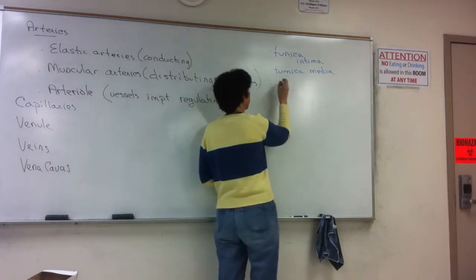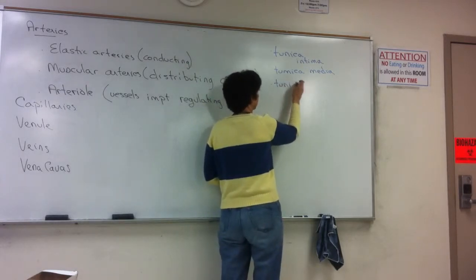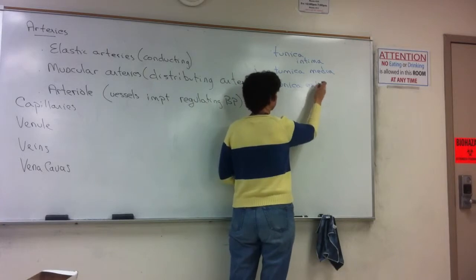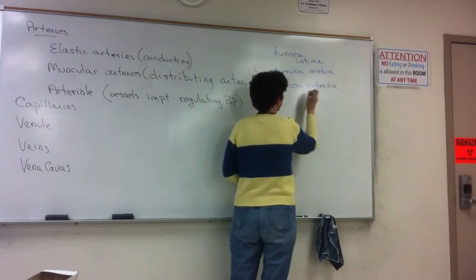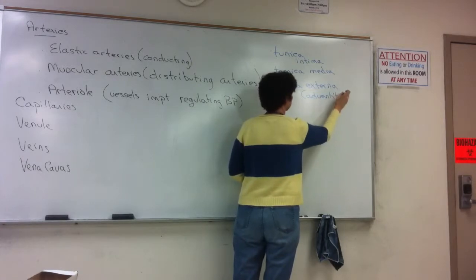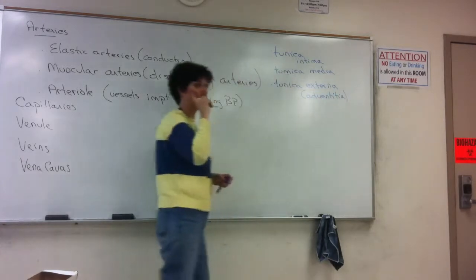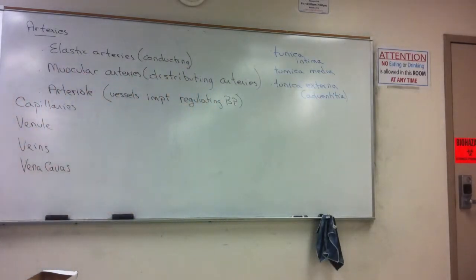And then we have the tunica externa, which you may also see identified as the tunica adventitia. And this is for arterioles and venules? Yes, arteries and veins, including arterioles.